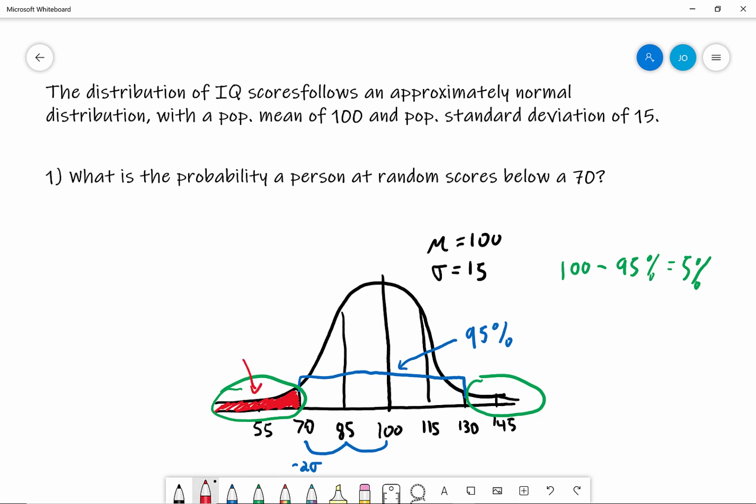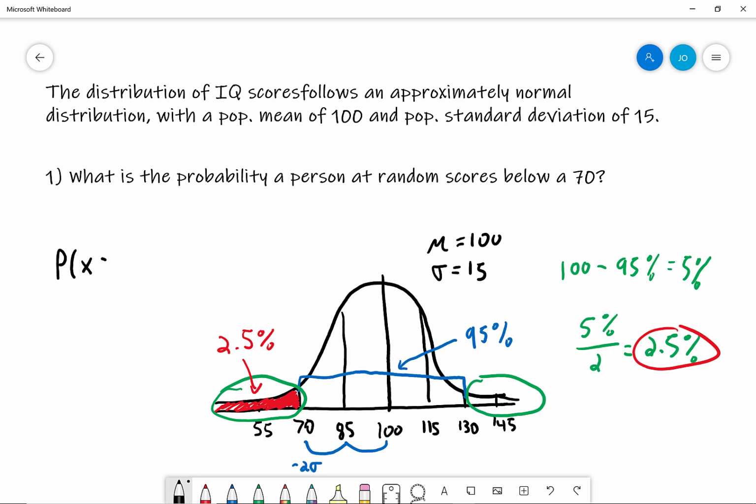So what we need to do is say, hey, our distribution is symmetric. Let's take that 5%, divide it by 2, and we end up with 2.5%. So this is the area that we're looking for, and this is how we can use the empirical rule to find it. If we were to write this with notation, we would write the probability that a person at random, an X, was less than 70. Again, we found that area to equal 2.5%, and that's what it would look like in notation.